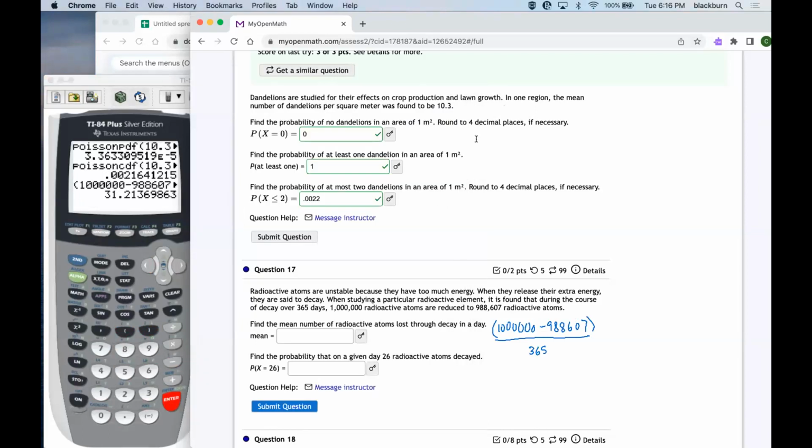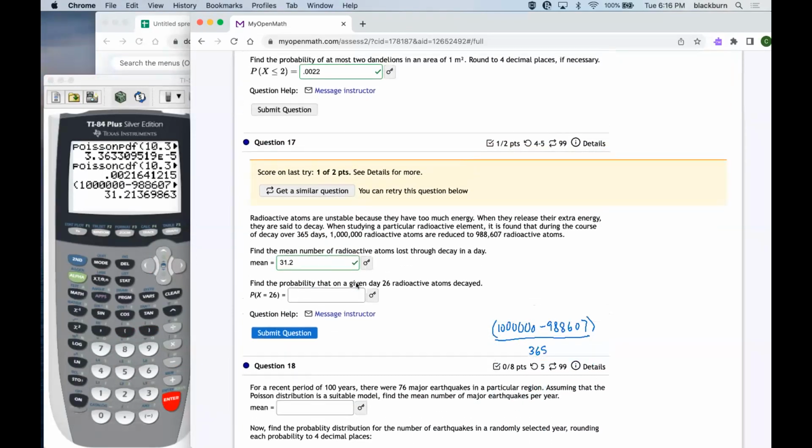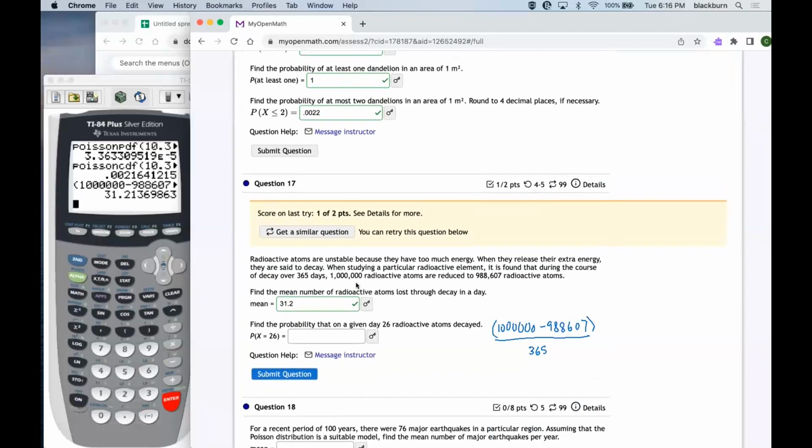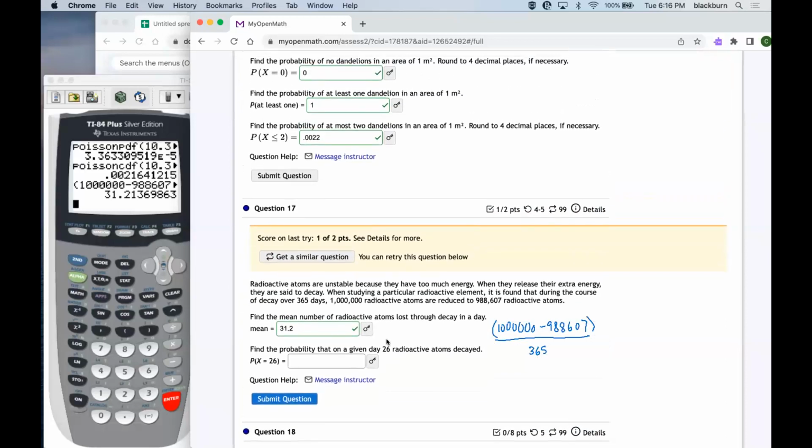Where do we want to go to? Does it give us a rounding? So if I just said 31.2, is it going to give it to me? It did. It let me round it to the nearest 10th, which makes sense according to week 1, since 1 million and this other number were rounded to the nearest whole number. So if we're going to round something based on those calculations, we should round to 1 extra decimal place, or the 10th. So now, probability equal to a value, you're going to use the Poisson PDF.